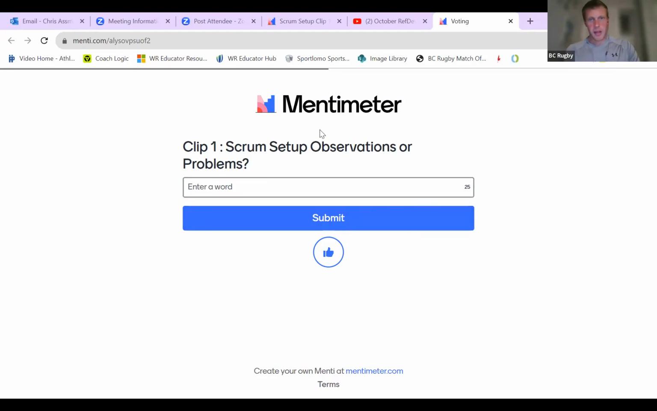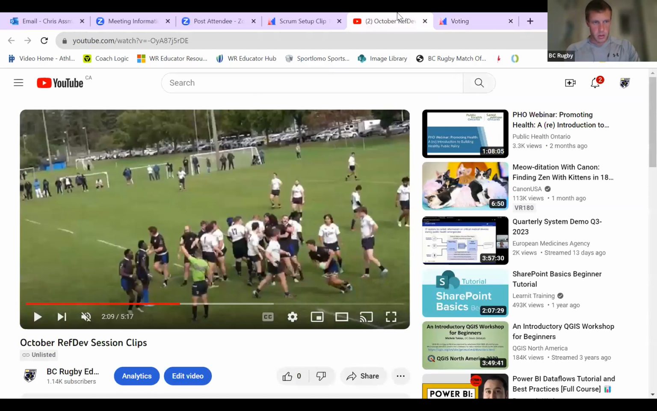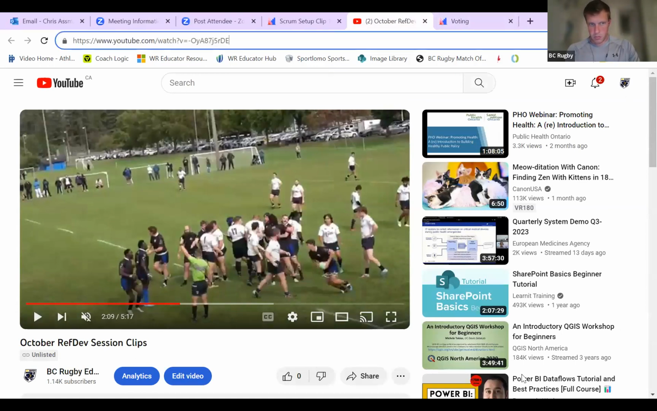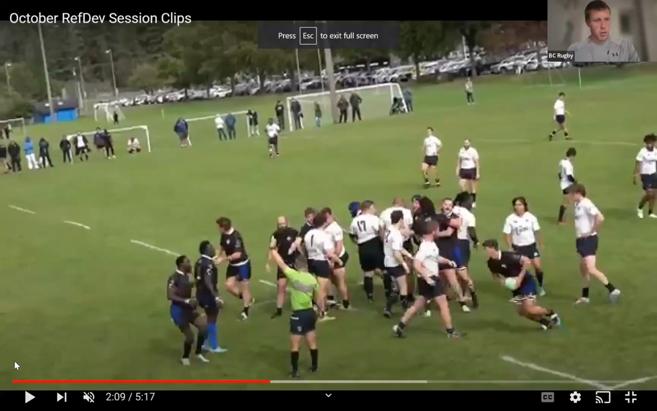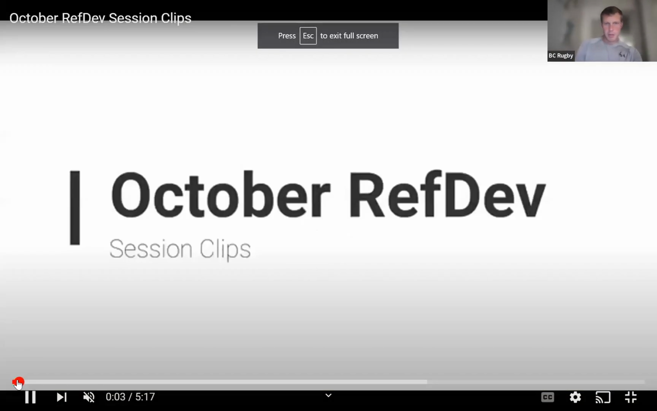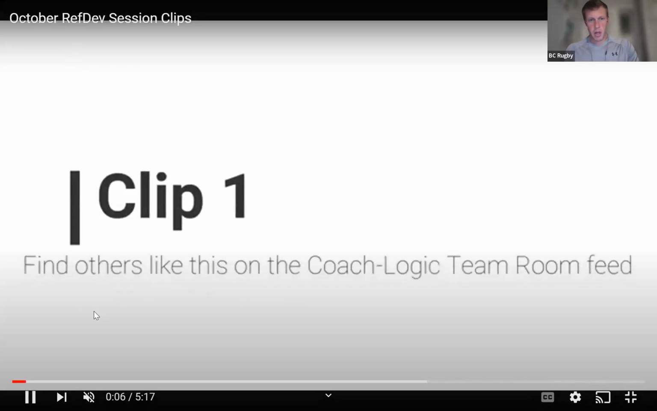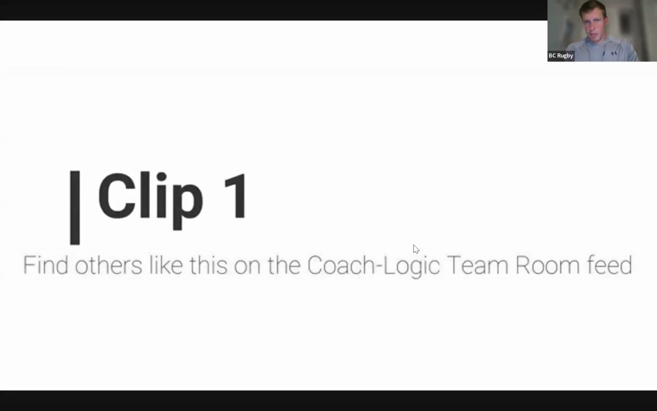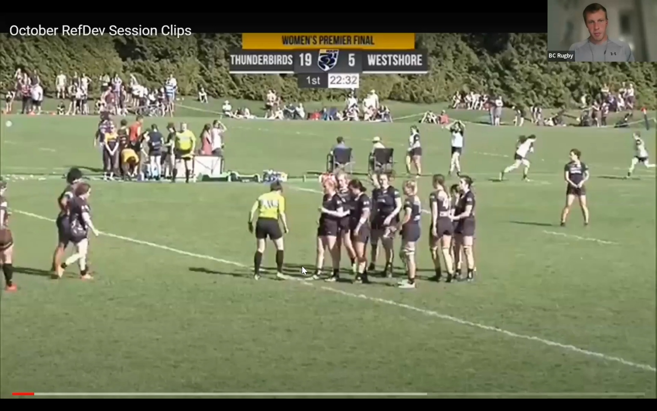So I'll give it a few seconds and then I will pop up onto my screen the video. So we'll go to clip 1. If you wanted to watch it on your own time, I will tell you when to fire that into the Mentimeter. So if you can hold your observation. So clip number 1, looking at the setup of the scrum.